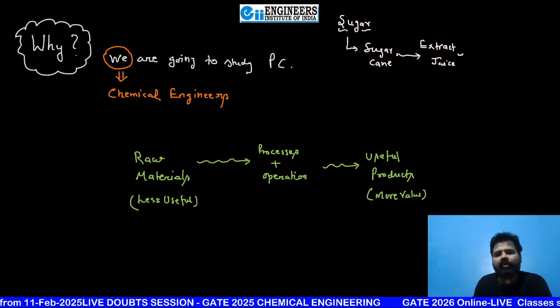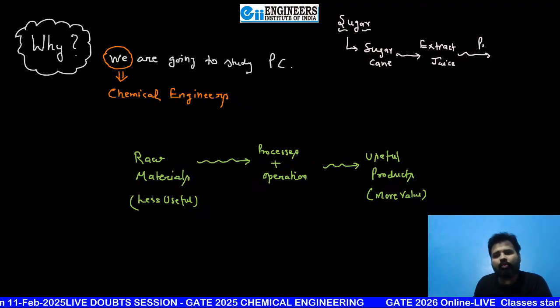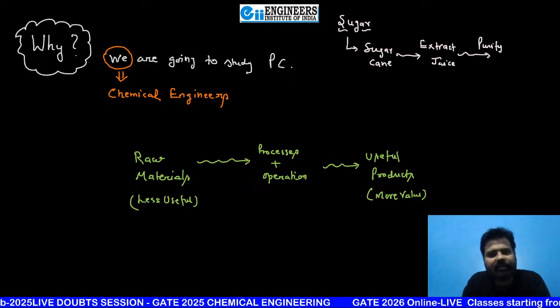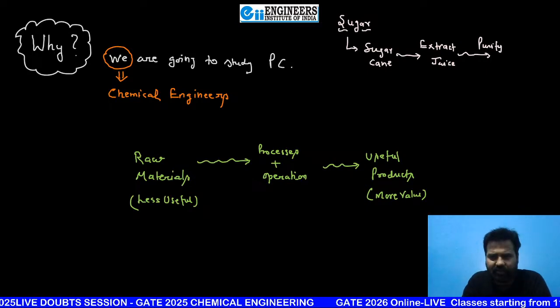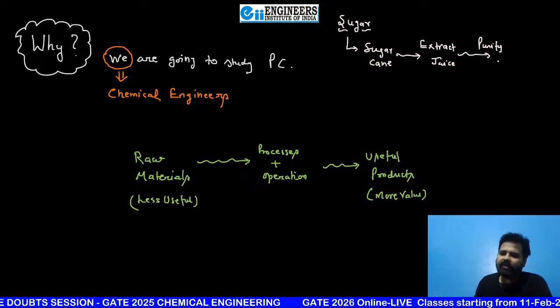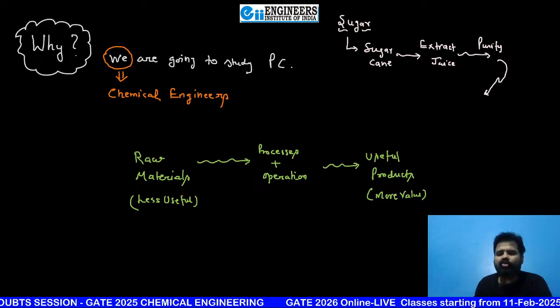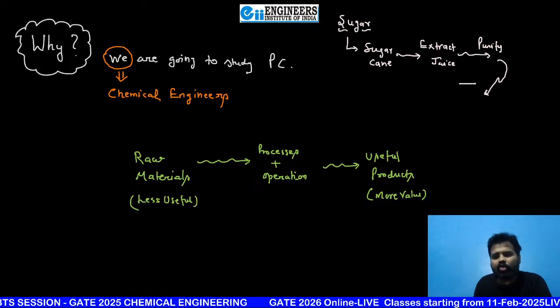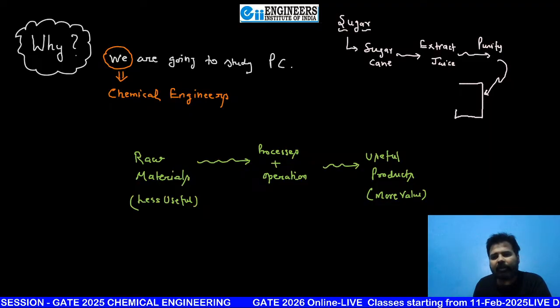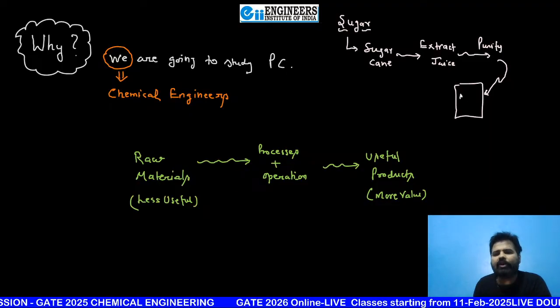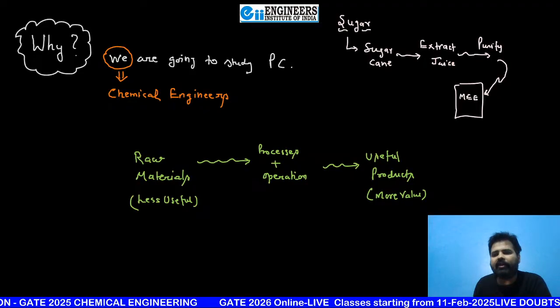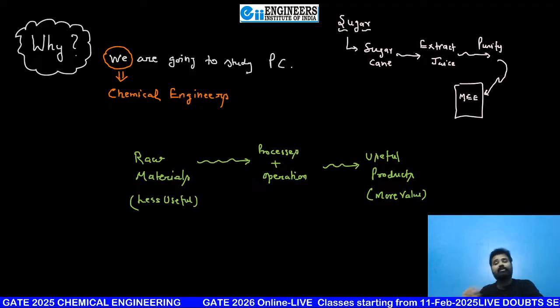And now after extracting juice, you are going to purify it, with the help of clarifiers, etc. And after that, the purified juice is fed to a multiple effect evaporator. Just see here, evaporator, beta. What is multiple effect? You will see in heat transfer operation.